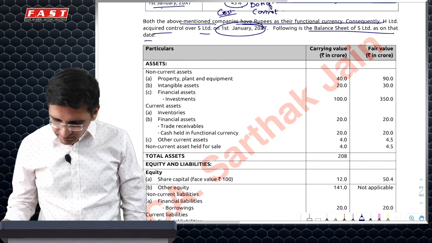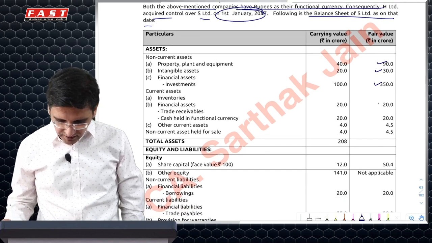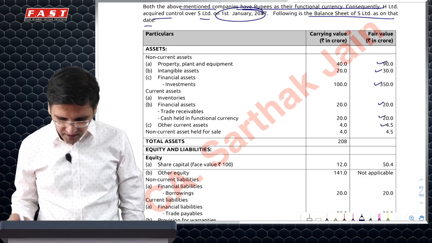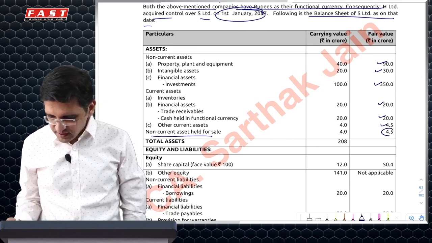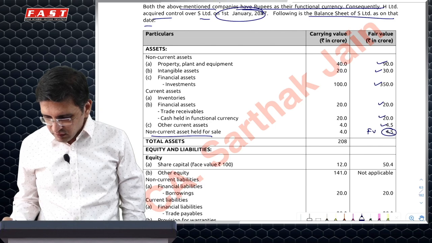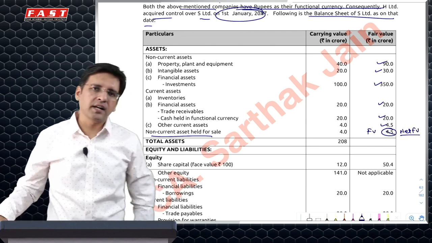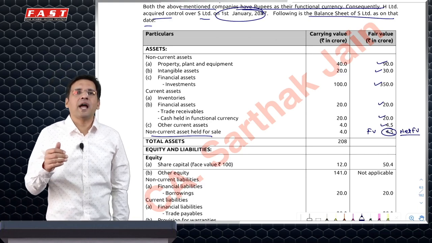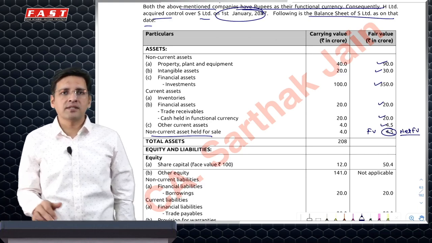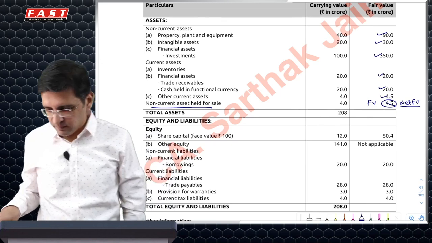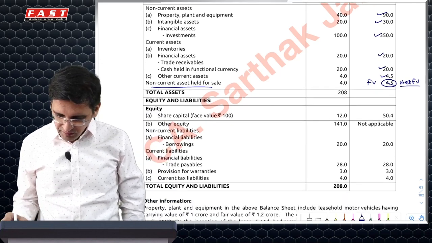PP fair value would be this, intangible would be this, investment would be this. Inventories would be this, trade receivable would be this, other current asset. Non-current asset held for sale. This is fair value. We will not take this because there is an exception which says non-current asset held for sale acquired will be measured at net fair value, which is fair value less direct selling cost and not fair value. So some information would be given for that.